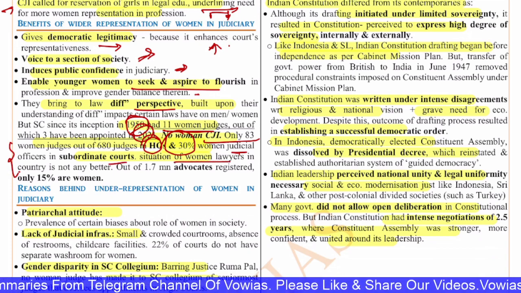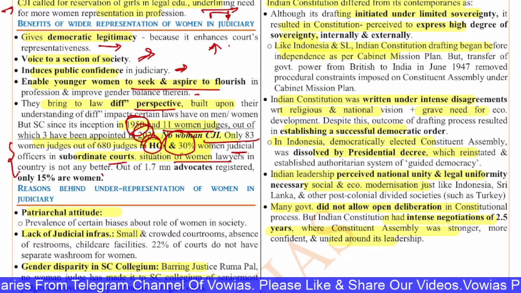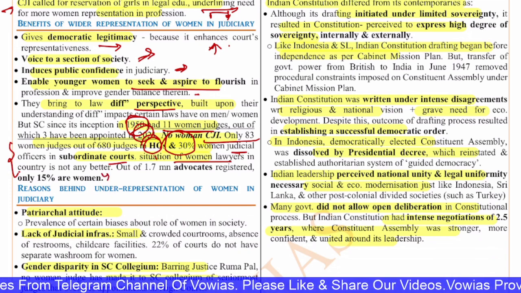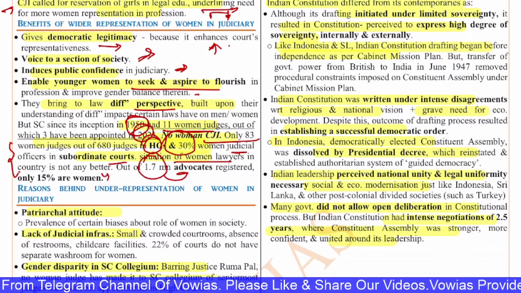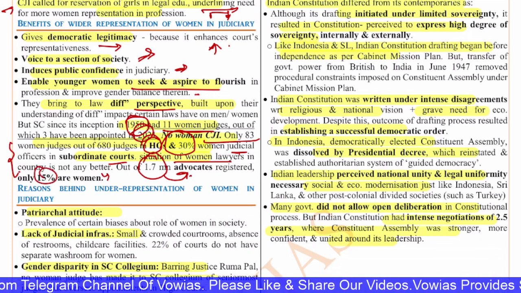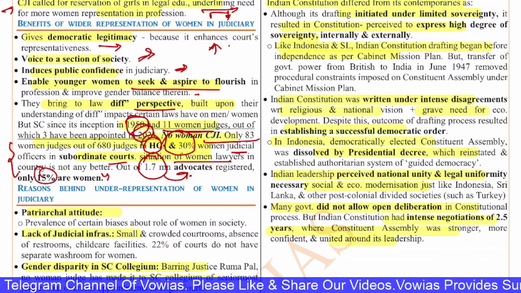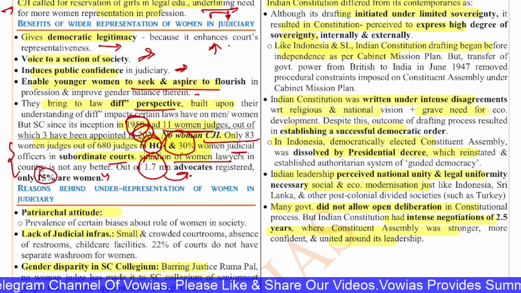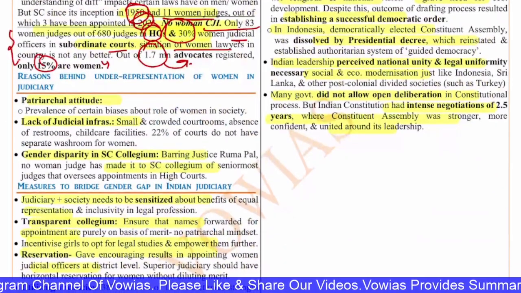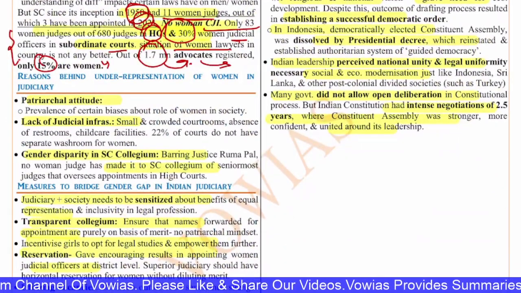Even the situation of women lawyers in the country is not any better. Out of 1.7 million advocates, only 15% are women. So this is the scenario of women in all the fields. Especially this is the data that we can remember for the judiciary and use in the exam.